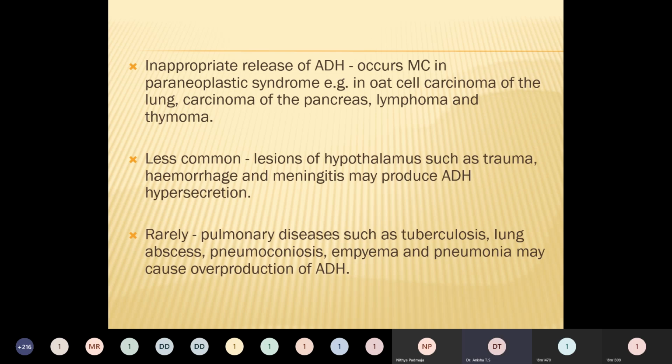Inappropriate release of ADH can be because of the pituitary, or because of some other paraneoplastic causes. For example, lung tumors can secrete ADH. Okay, so then also there can be excess of ADH. So inappropriate release of ADH can occur also in conditions like paraneoplastic syndrome, like oat cell carcinoma, small cell carcinoma of the lung. It can be because of carcinoma in the pancreas, and some other carcinoma, lymphoma, etc.